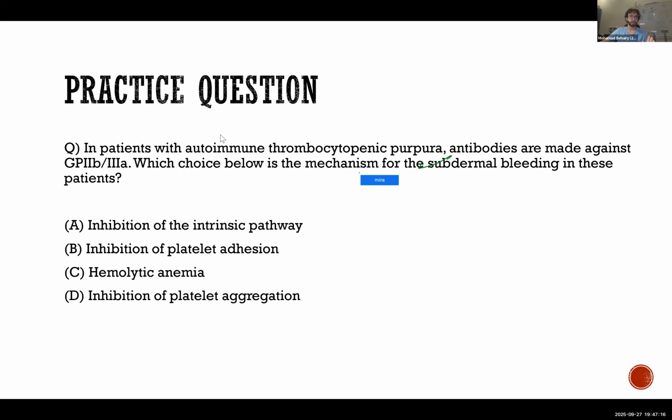I'll read the question. In patients with autoimmune thrombocytopenic purpura, antibodies are made against glycoprotein 2b3a. Purpura are basically red spots of bleeding. You don't need to know them. It's just for you to understand. Which choice below is the mechanism for the bleeding in these patients? MashaAllah, all of you got it correctly. It is the inhibition of platelet aggregation.